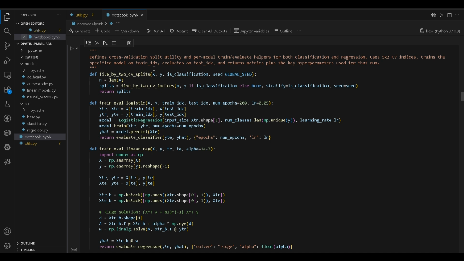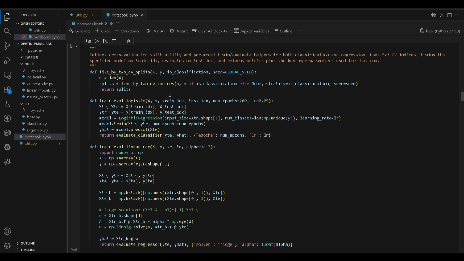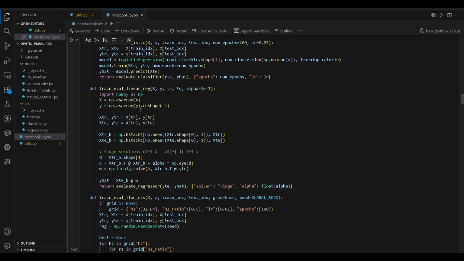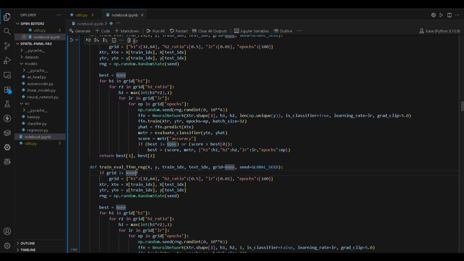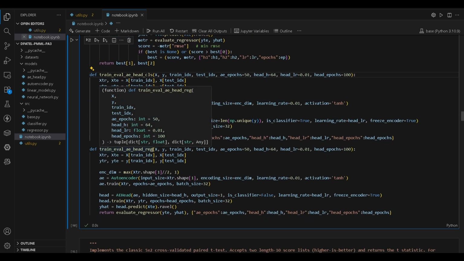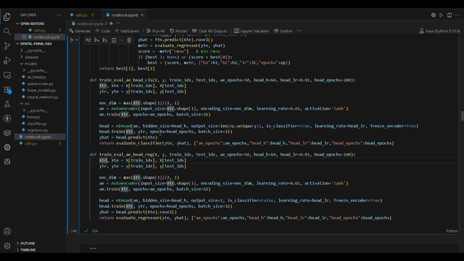And this is our classic 5x2 tenfold cross validation split, stratified for classification. I trained three models per fold. As we can see over here, we also have the feed-forward neural network for classification and regression. Then we'll have autoencoder with supervised head classification and regression functions. And I'm computing the accuracy for classification and root mean squared error for regression.